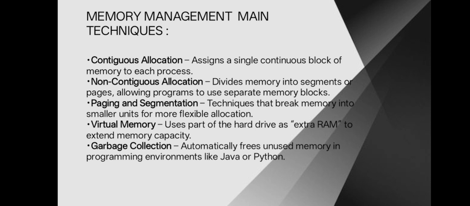Memory management main techniques. Number 1. Contiguous allocation assigns a single continuous block of memory to each process. Number 2. Non-contiguous allocation divides memory into segments or pages, allowing a program to use separate memory blocks. Number 3. Paging and segmentation are techniques that break memory into smaller units for more flexible allocation. Number 4. Virtual memory uses part of the hard drive as extra RAM to extend memory capacity. Number 5. Garbage collection automatically frees unused memory in programming environments like Java or Python.